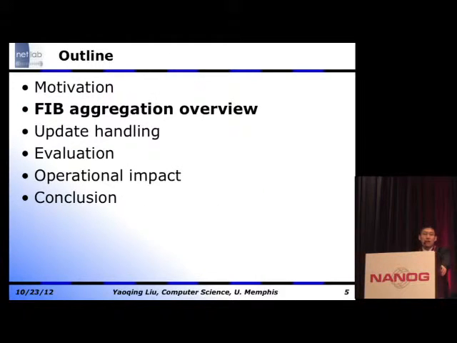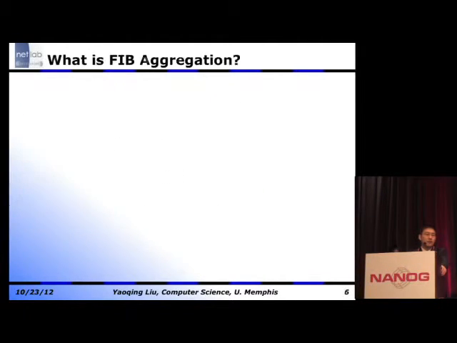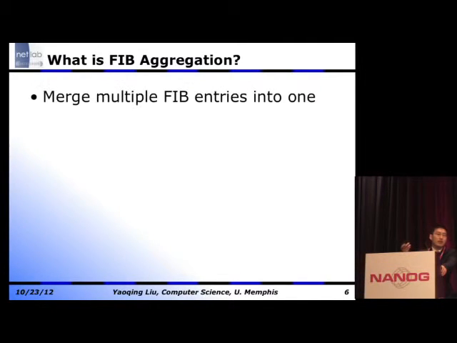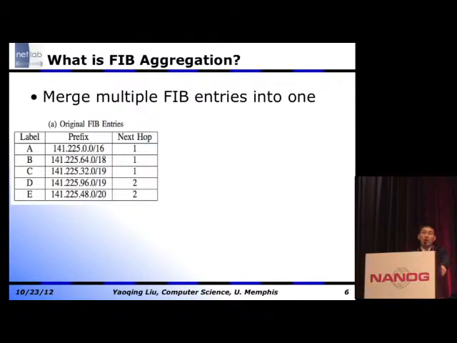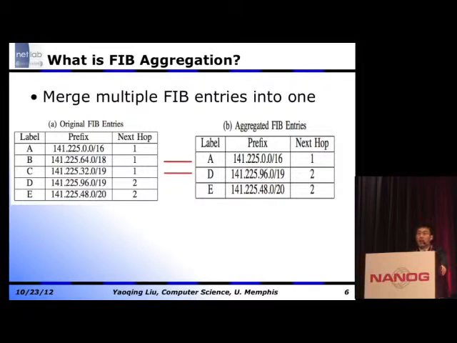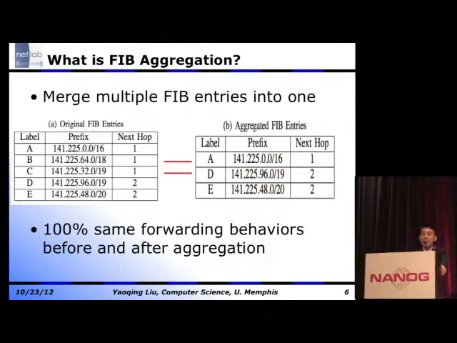So what is FIB aggregation? One sentence explanation is to merge multiple FIB entries into one. For example, we can aggregate 5 entries in the original FIB into 3, as shown in the aggregated FIB. We proved and verified they have 100% the same forwarding behaviors before and after the aggregation.